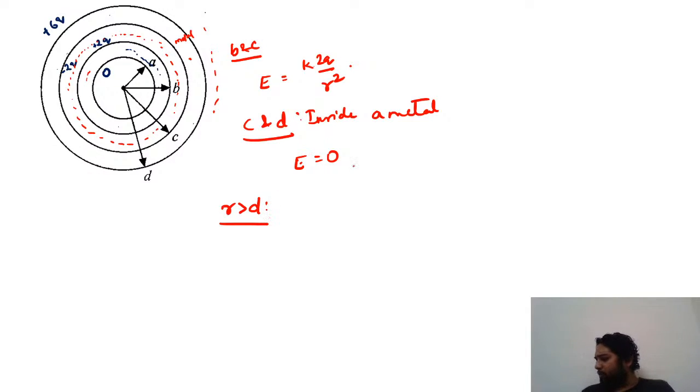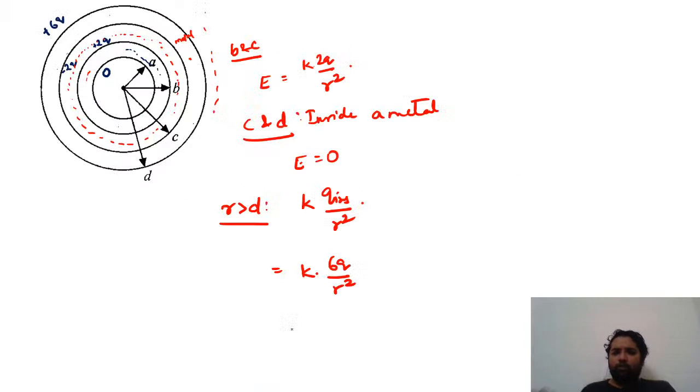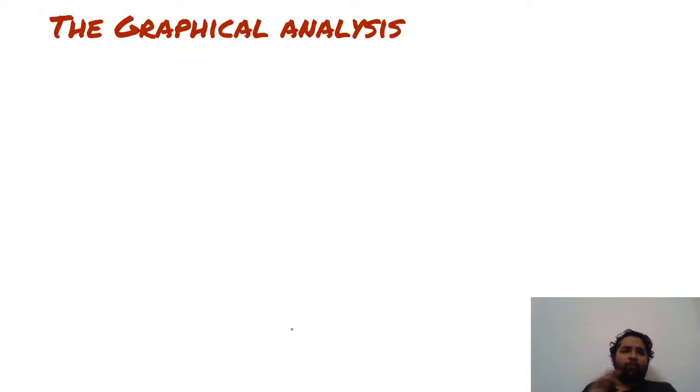It's pretty straightforward. It will be just k into Q inside by r square. So this is what we'll get. k into Q inside, which is the total 6Q, so 6kQ by r square, which is option C. So this way guys, we can solve all these problems.